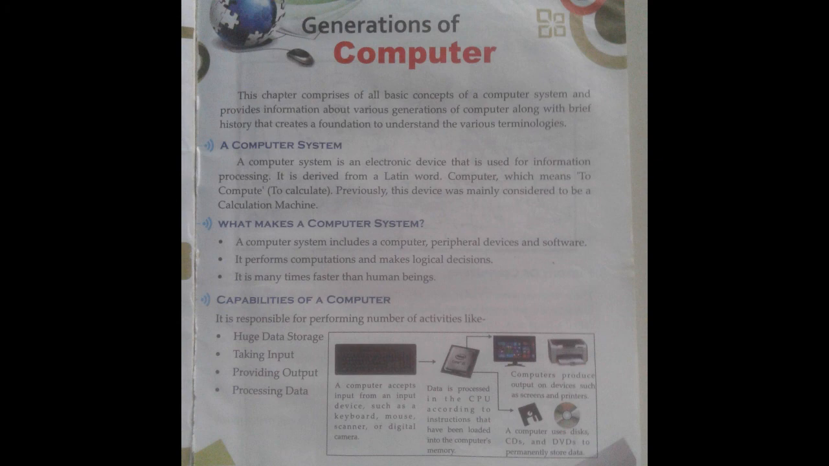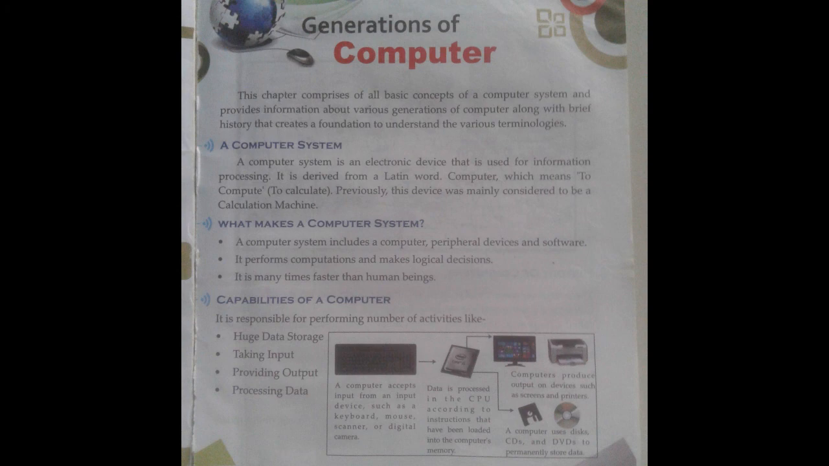Now the third heading is capabilities of computer. Number 1. Computer can store huge data. It can store lots of data, many more. Even we can say thousands and lakhs of files. Computer takes input. It can also provide output, and it can process the data. We all know processing is done by the computer.